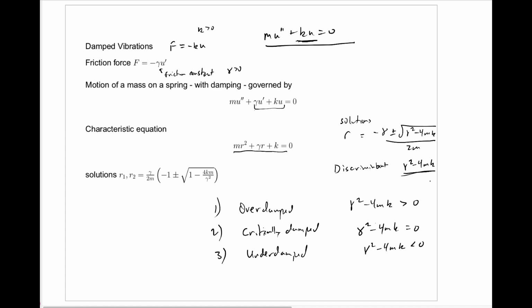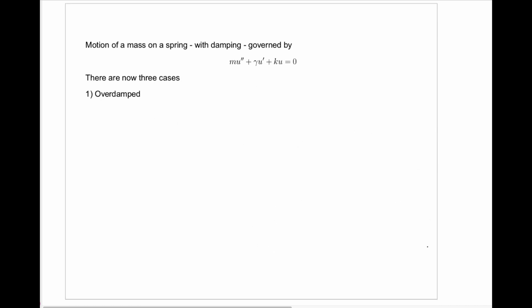You'll see, first of all, if gamma is big, that means the friction force is very large. That will cause us to be in this overdamped situation. For a fixed mass and fixed spring, more friction will put us in the overdamped situation. There'll be some critical value of gamma that puts us in the critically damped situation. And if gamma is very small, we'll be in this underdamped situation. What do things look like in this overdamped situation?